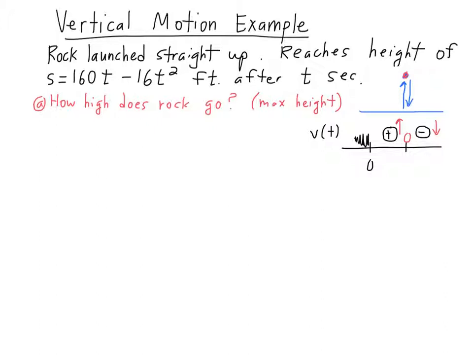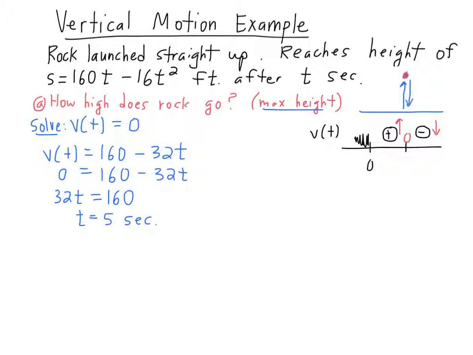So we need to find our velocity, set it equal to 0 and solve. The maximum height is going to occur when the velocity is equal to 0. It's not going up anymore, it's not going down, it's temporarily at rest. If we find our velocity equation, recall that the velocity is the derivative of our position function. So our derivative is going to be 160 minus 32t. We set it equal to 0 and solve, and we get t equals 5.